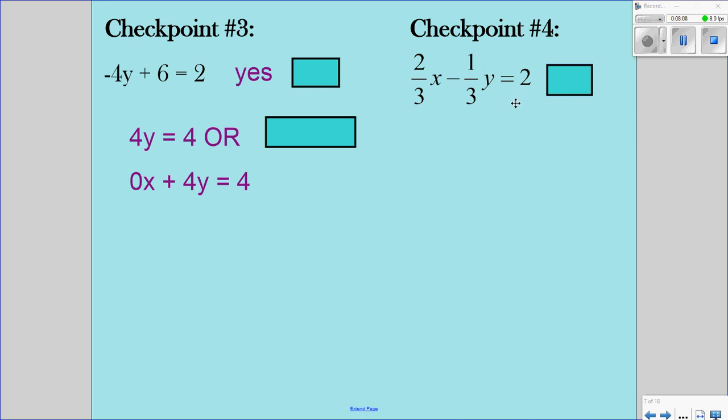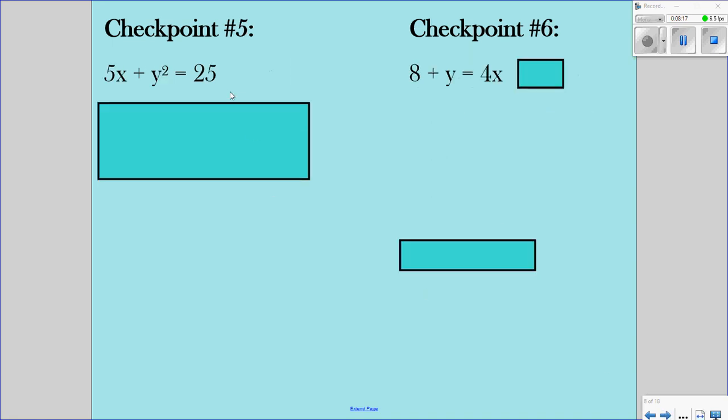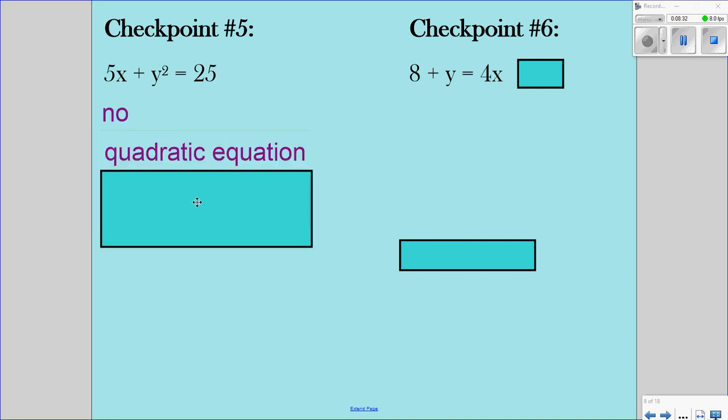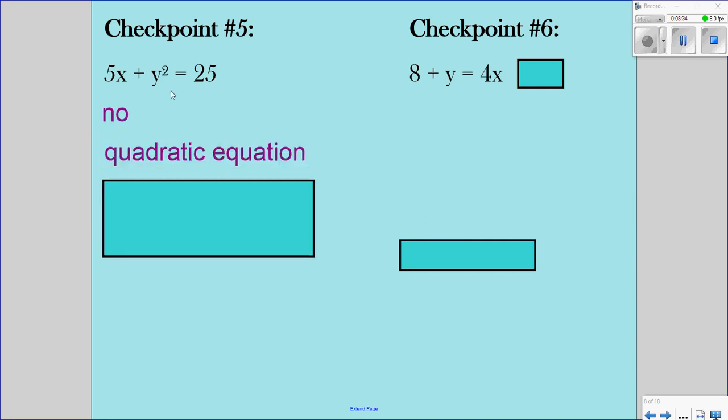Next one. Is this a linear equation? Yes. And it's already written in a standard form, so we're good. Is this a linear equation? What do you notice about it that is different from the linear equations you've seen? We have this y squared. This is part of a quadratic formula, so it's a quadratic equation. Because anytime you see a square, you're dealing with this type of equation. Let's look at the other one.